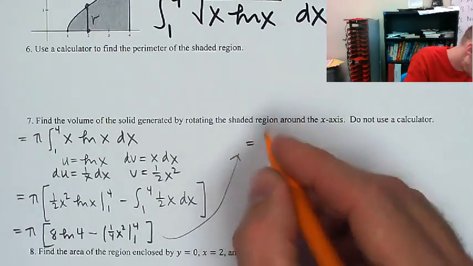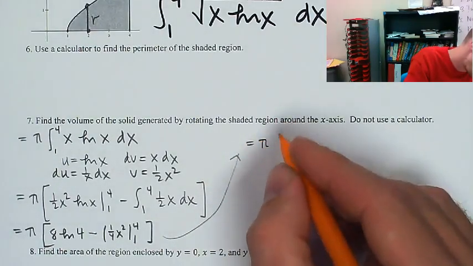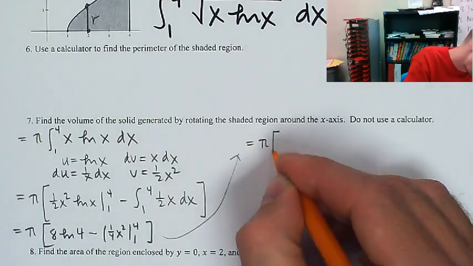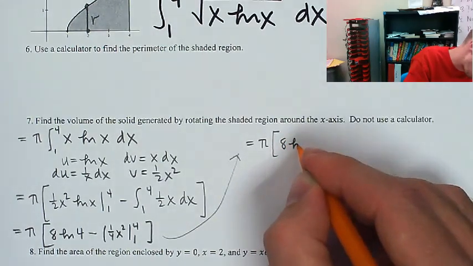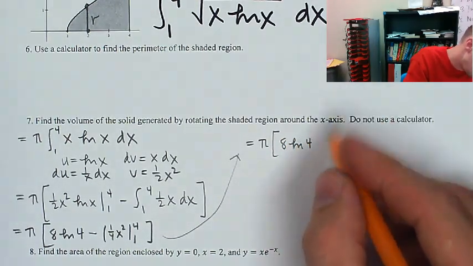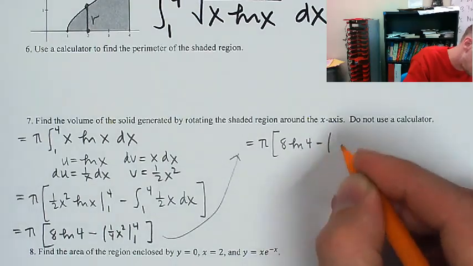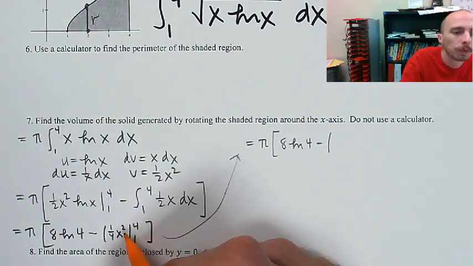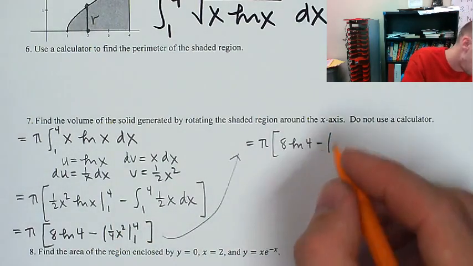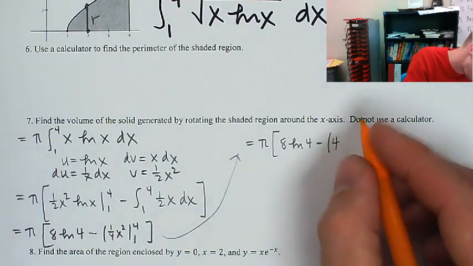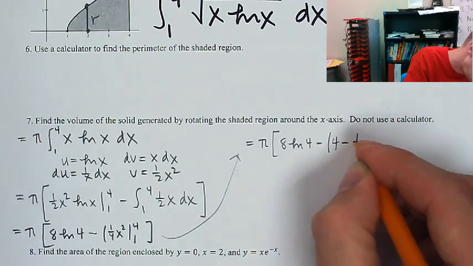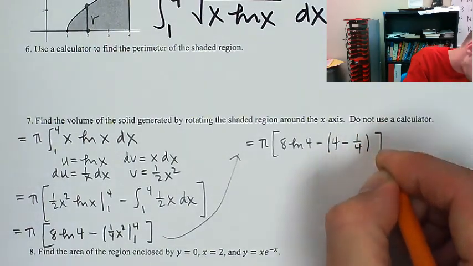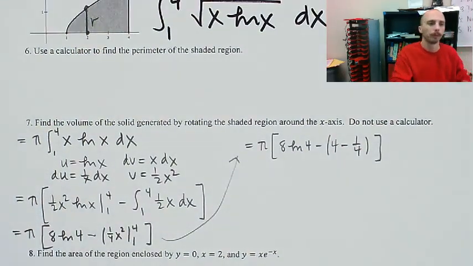Okay, this would be 8 log 4 minus, and then I'm still going to use parentheses because I know I'm error prone. So 4 squared is 16 divided by 4 is 4. Minus, when I plug in 1, I would get 1/4. And that's going to be the volume. Okay, and that's far enough for our purposes.